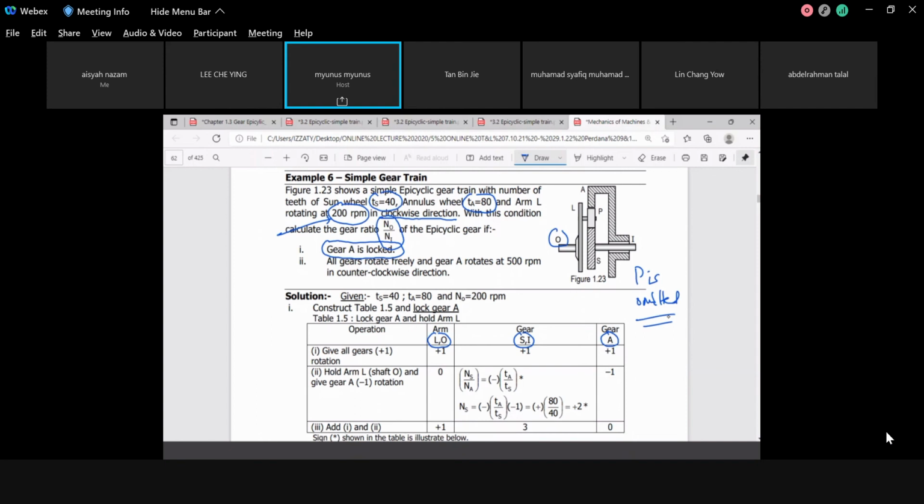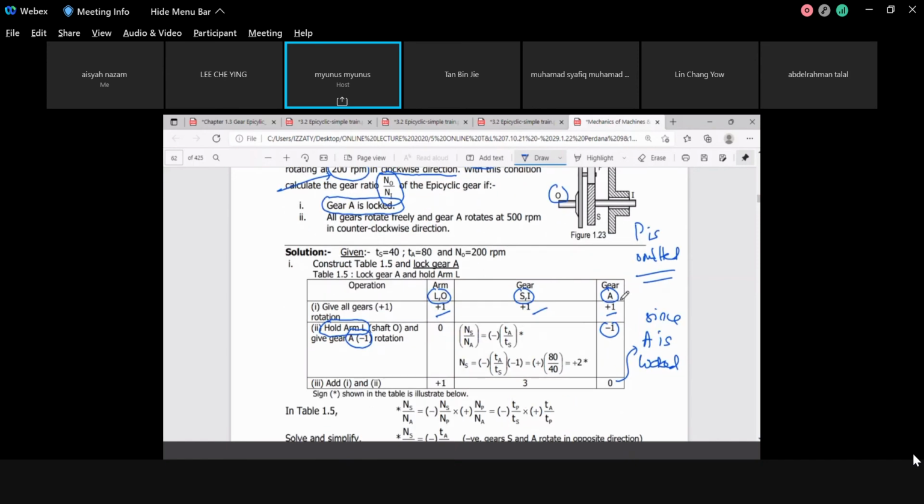Okay, now give all gears positive one, positive one, positive one, positive one, correct? Hold arm L, you hold this one. You hold the arm, formula, yeah? Or shaft O, because why? L and O is one shaft, one body. Then you give what? Because you lock A, you give A negative. So this one you hold, this one you give. Is that clear? This is the only column that you need to do calculation on.